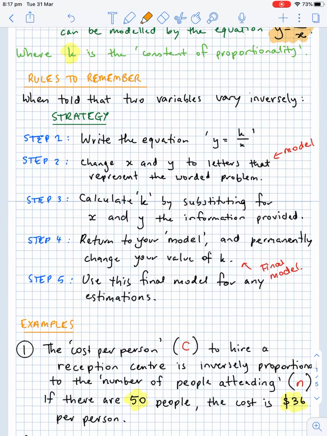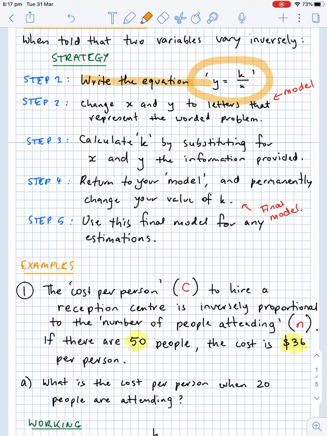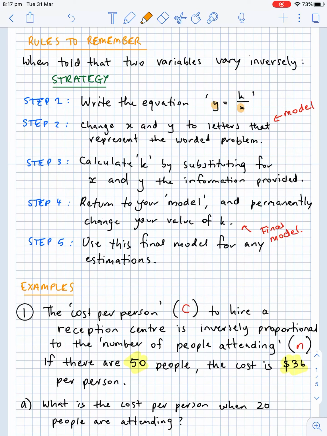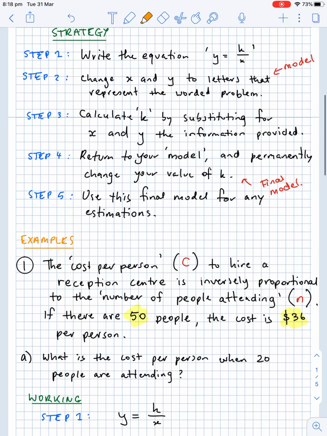So some rules to remember. When you've been told that two variables vary inversely, or are inversely proportional, this is the strategy that needs to go off in your head. Step one, write down the equation, write down this model, y equals k over x. Step two, you want to change your x and your y to letters that represent the worded problem. Usually we're going to be dealing with things like time and cost. Down here we're talking about cost and the number of people. So you want to change your x and your y to these variables which have a bit more meaning in the problem.